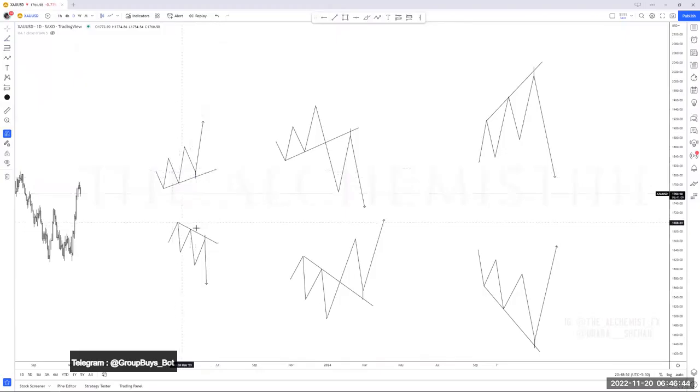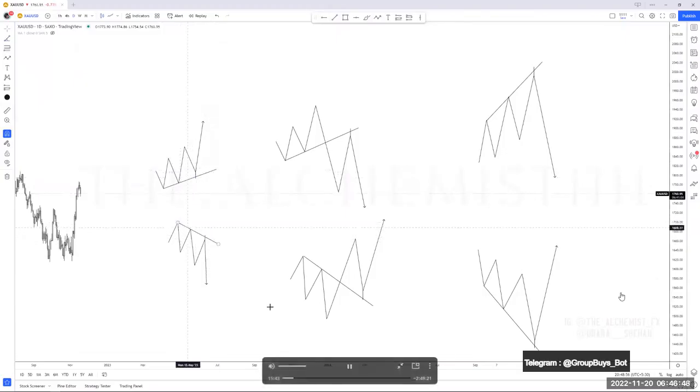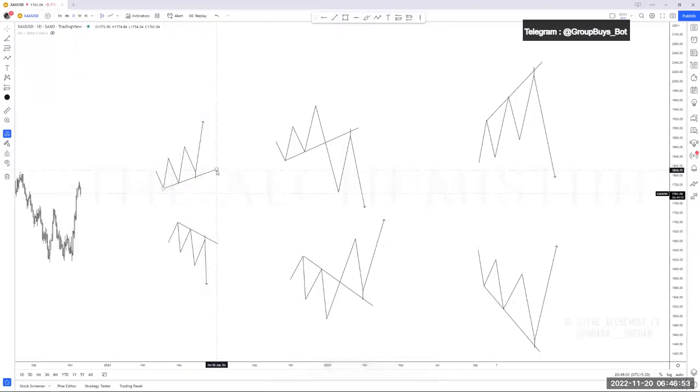Same thing in here. For this, I don't mean you can't use any other trend lines. You can, but these are the best ones. The best ones always come from 45 to 60 degrees. So those will be the best type of trend lines.